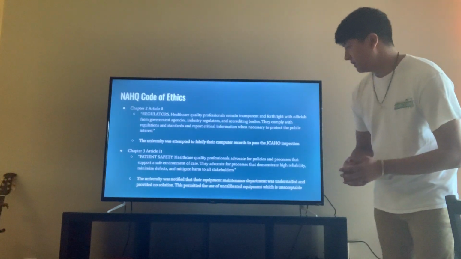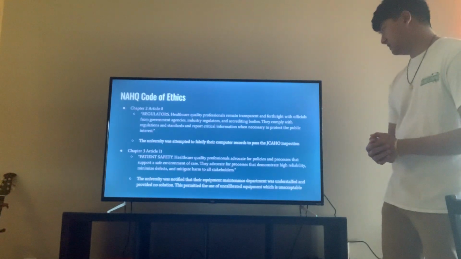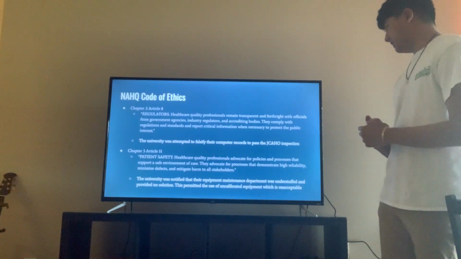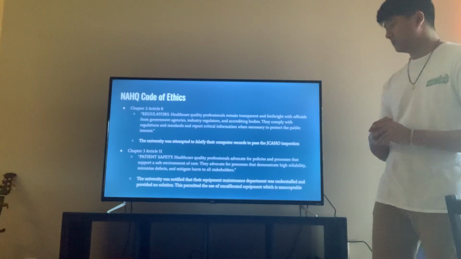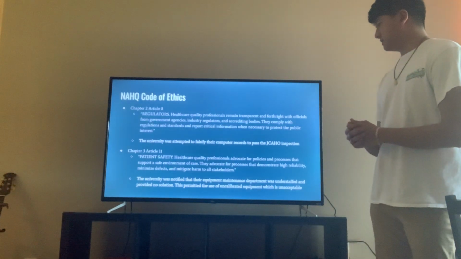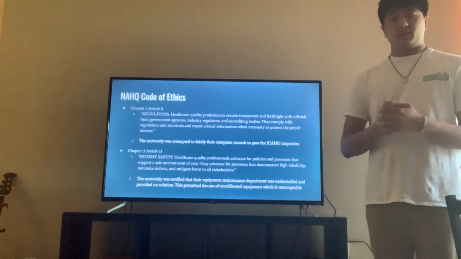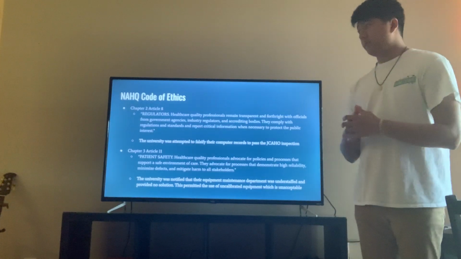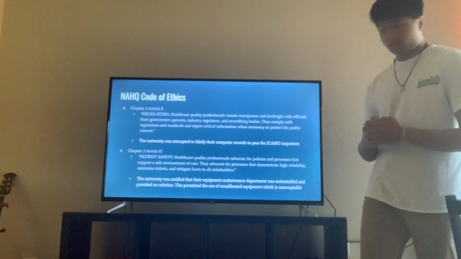Chapter 3, Article 11 states that healthcare quality professionals advocate for policies and processes that support a safe environment of care. They advocate for processes that demonstrate high reliability, minimize defects, and mitigate harm to all stakeholders. And obviously the university was in violation of this because they did not hire enough staff in order to calibrate all the equipment properly. And so they permitted the use of uncalibrated equipment, which would put many patients and students in harm.